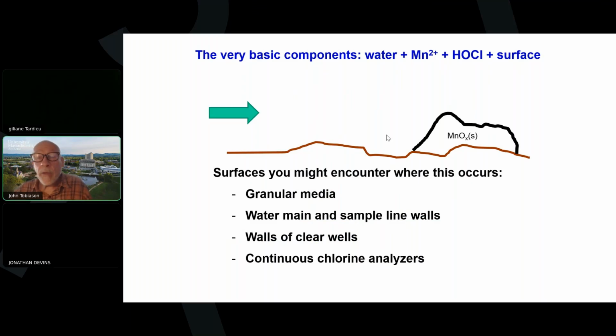Unfortunately, it happens wherever this condition applies, such as water main and clear well walls, and things like continuous chlorine analyzers. So be wary of sample lines that remove manganese and give you a false sense of the treatment plant removing manganese, because sample lines to the lab sink can be really good removers of manganese. Go to the source if you have questions about that.